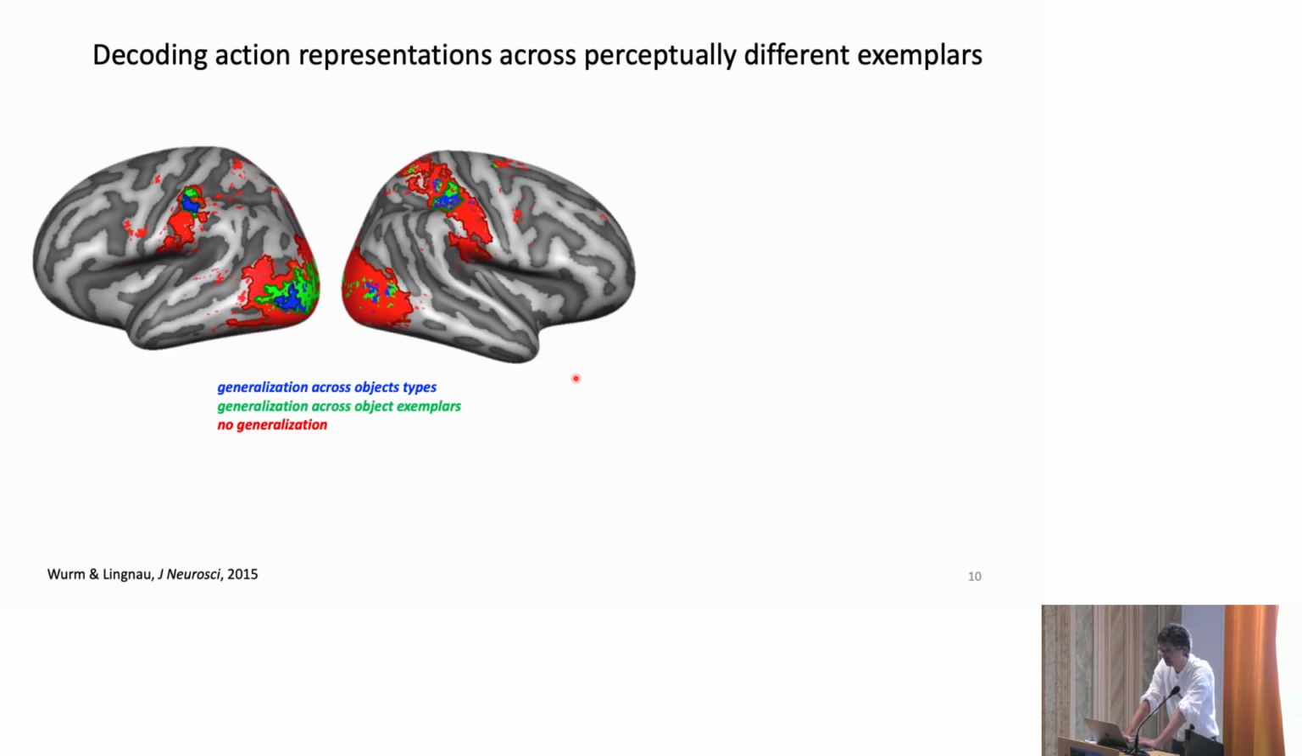So here are the results. The areas in blue show the decoding across actions that involve different objects. And as you can see, only a subset of the action observation network, in particular the left LOTC and bilateral AIPL, encode action representations at an exemplar-general level.